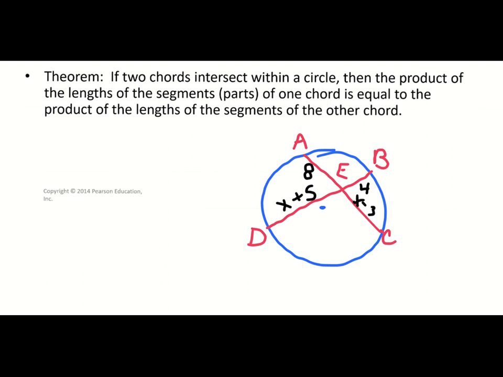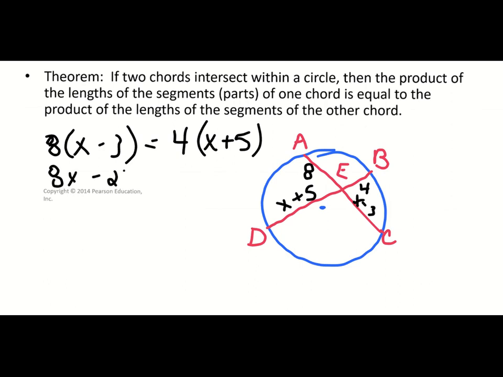To find X, remember the product of the two sides is equal to the product of the two other parts of the segment. So AE, I'll do 8 times EC, so that whole chord, 8 times X minus 3, is going to be equal to 4 times X plus 5. Now we have to distribute, so I end up with 8X minus 24 is equal to 4X plus 20.